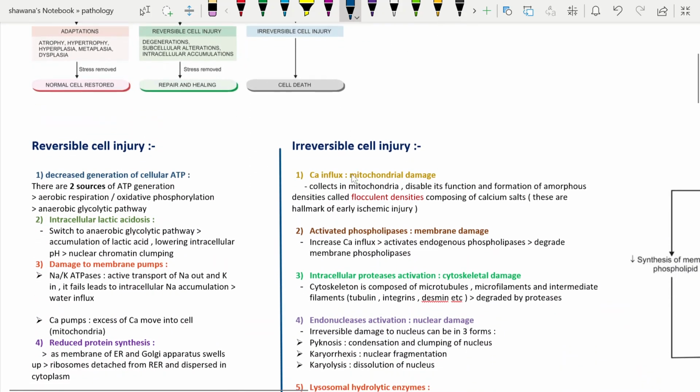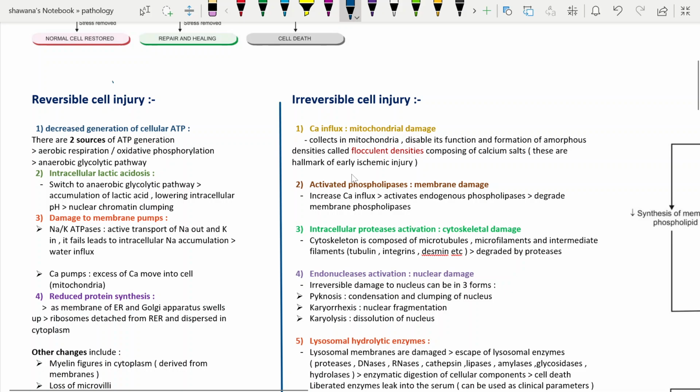There are two types of cellular injury. First is the reversible cell injury, and second is the irreversible cell injury. As the name suggests, reversible means that if the insult or the stress is removed from the cell, it can return to the normal shape, normal structure, and normal function. But opposite to that, in irreversible injury, even if the stress is removed, the cell cannot recover its normal structural and functional capabilities, right?